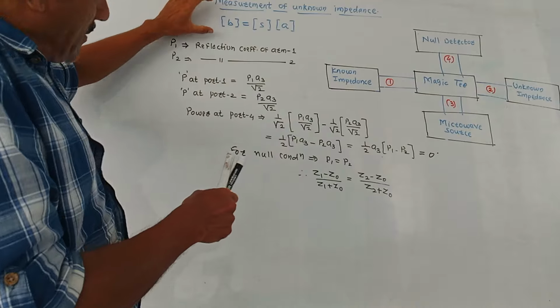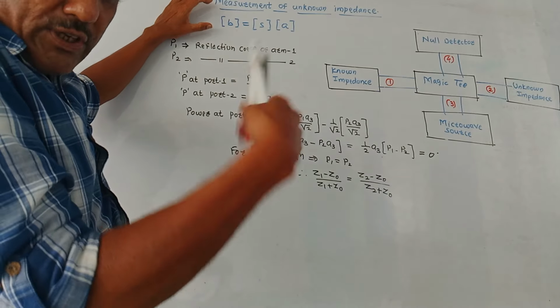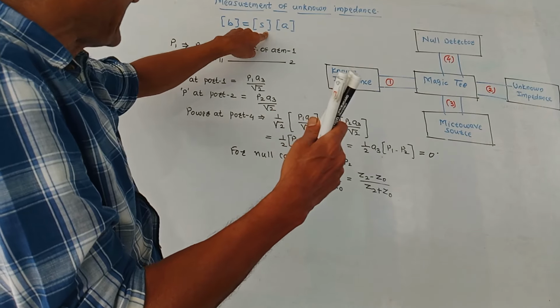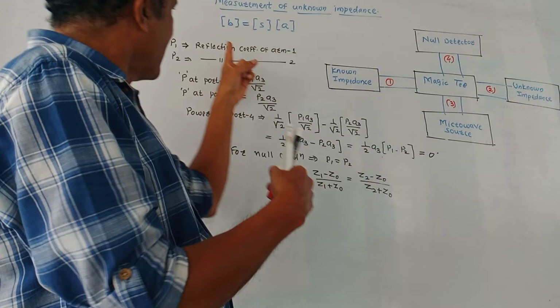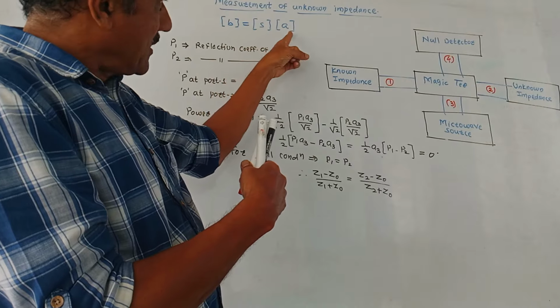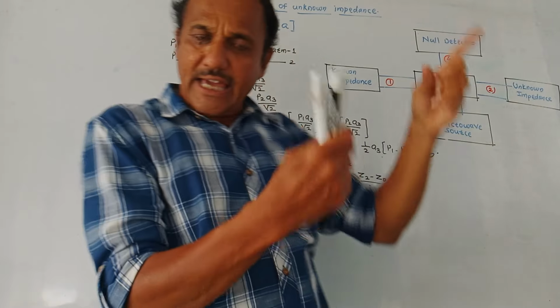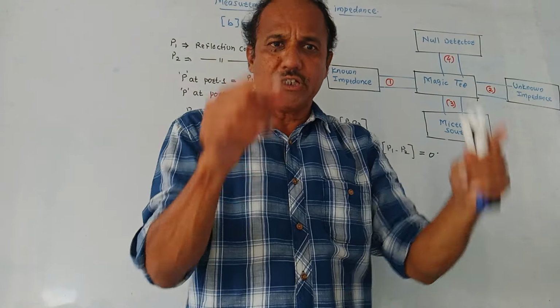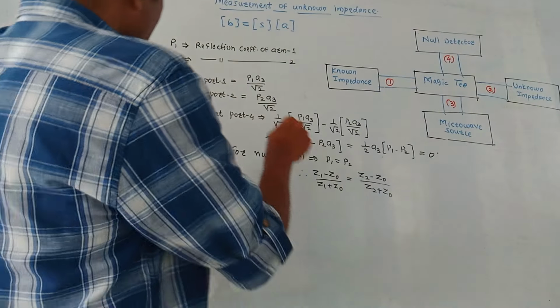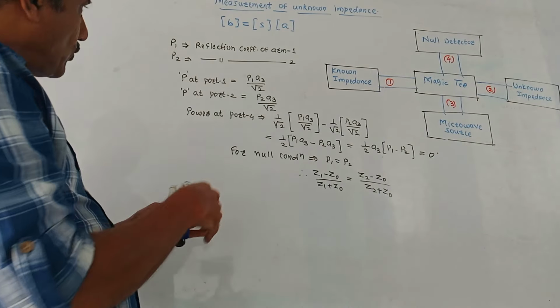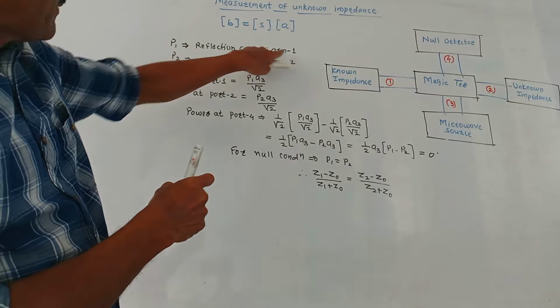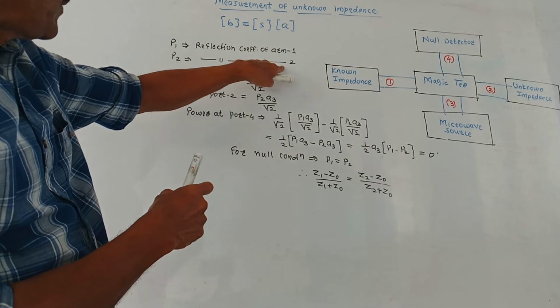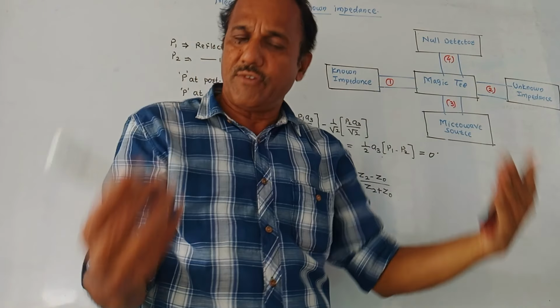Now, one important thing: we have discussed the S matrix of the magic T. So, the basic formula is that the output coefficients, that is B, is equal to the matrix S into matrix A. A represents the input coefficients A1, A2, A3, A4. Let us make use of a few notations. P1 indicates the reflection coefficient of arm 1, P2 indicates the reflection coefficient of arm 2. What are these reflection coefficients?